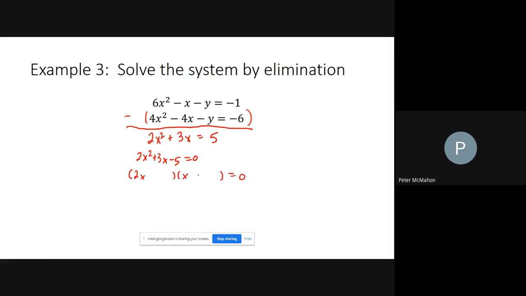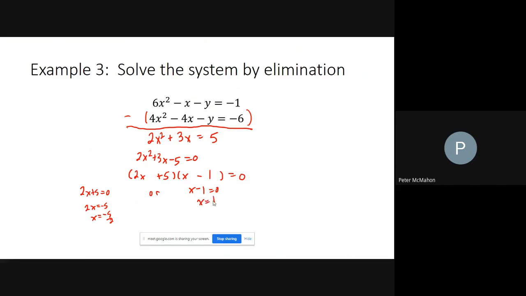So I believe it's going to work like this. 2x squared minus 2x plus 5x is 3x and -5, so this works over here. So either 2x plus 5 equals 0, that means 2x equals -5, that means x equals -5 over 2, or x minus 1 equals 0, and that means x equals 1.